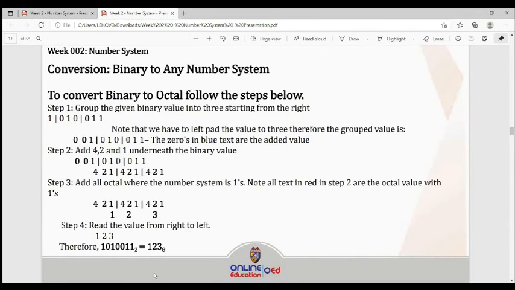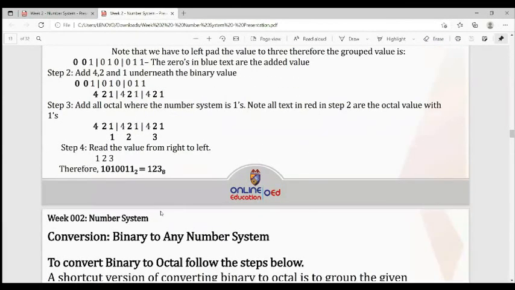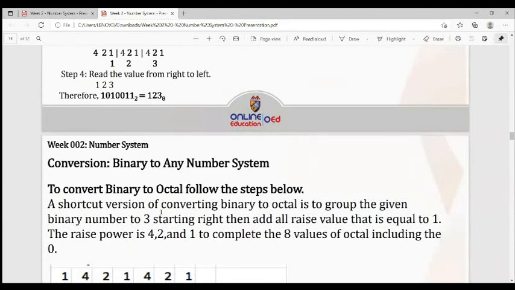Basta lagi niyong tatandaan na kapag octal yan, hindi siya magkakaroon ng digit na mas mataas sa 7. Ang base niya ay 8. So, ibig sabihin, dapat walang 8 dito mag-a-appear. Wala ring 9. Hanggang 7 lang. Okay? So, let's proceed to convert binary to octal.